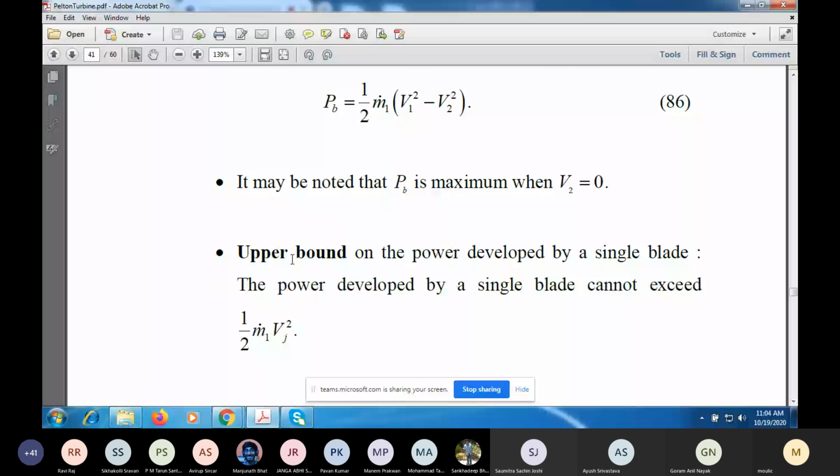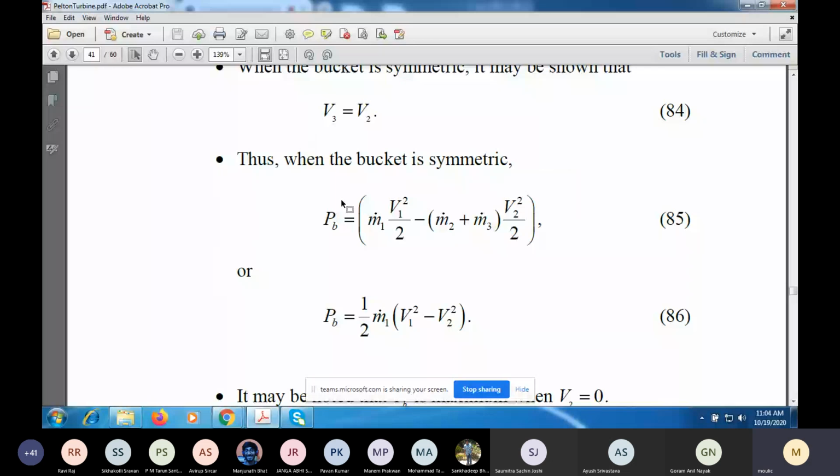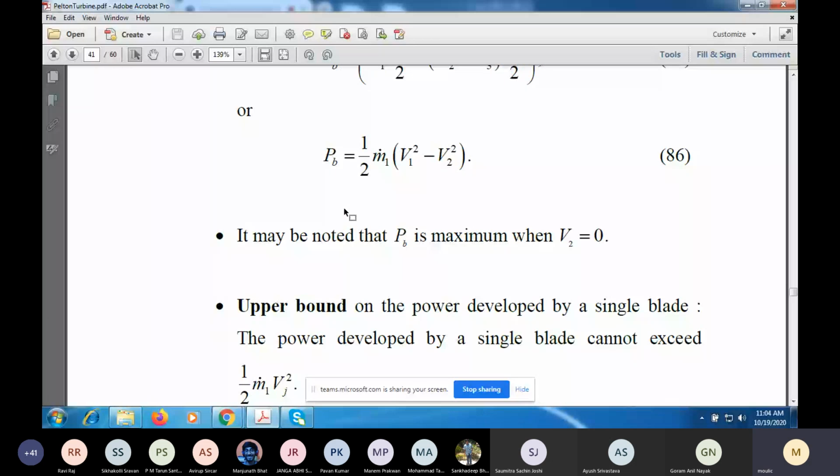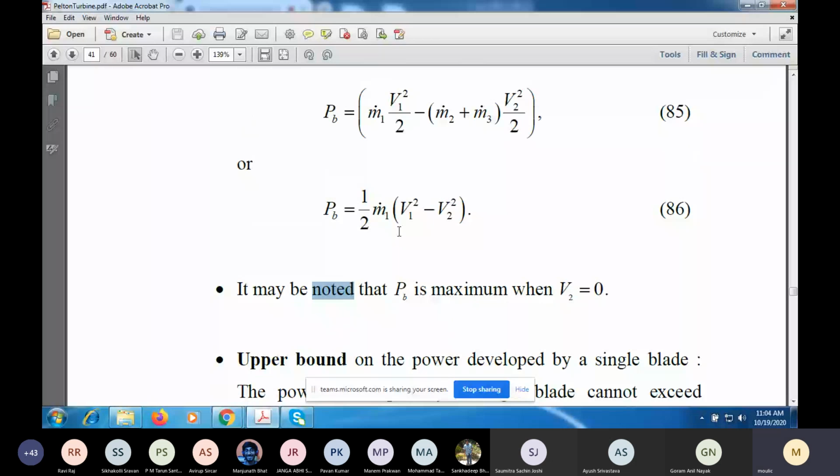All right. So let me review certain things which we did yesterday and then we'll move on. We have shown that the power developed by a single blade, which we have denoted by capital P subscript B, is half m1 dot times v1 square minus v2 square. So here capital P stands for power and B stands for blade or bucket or vane, whatever you call it.